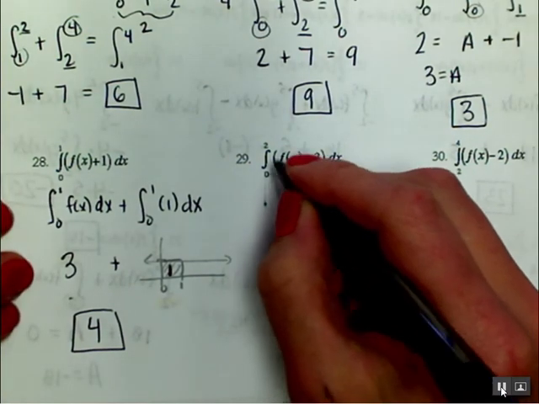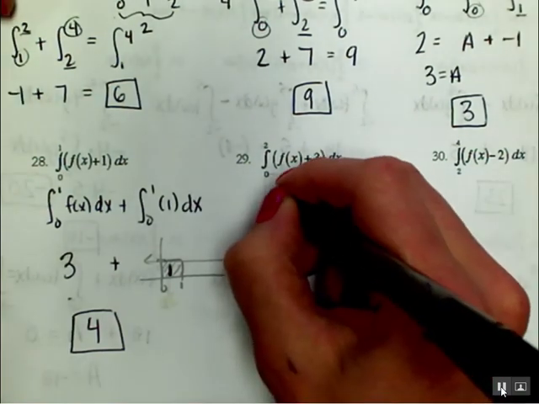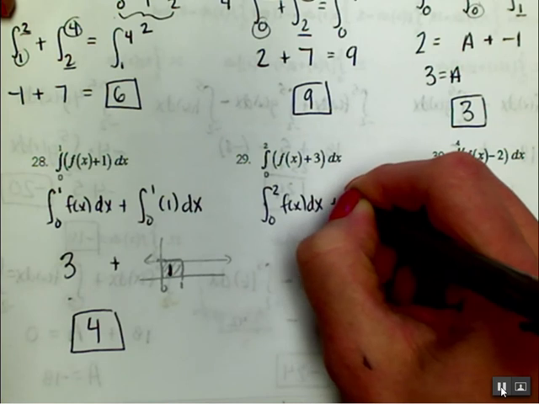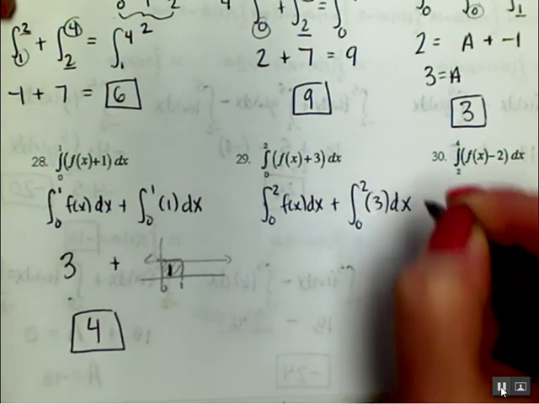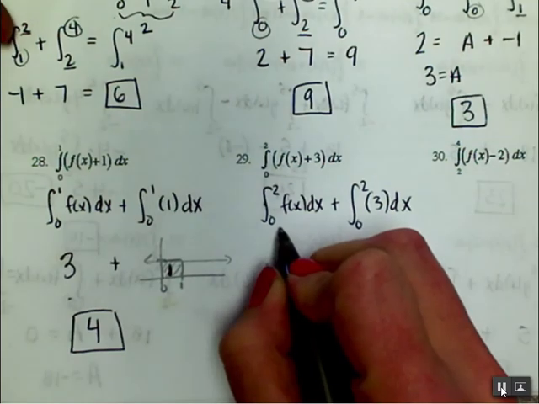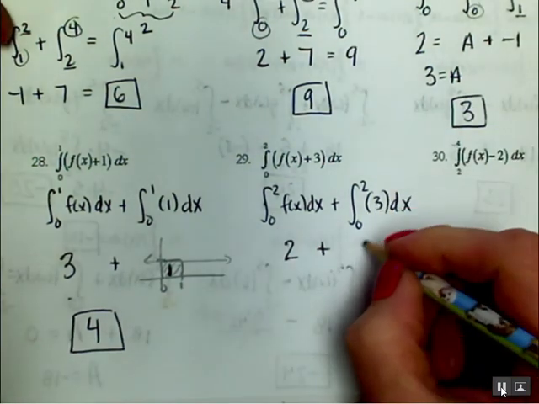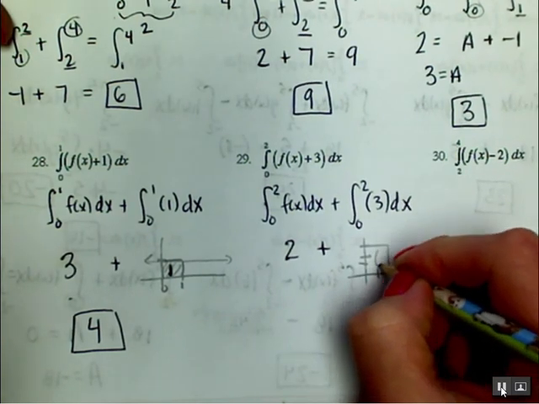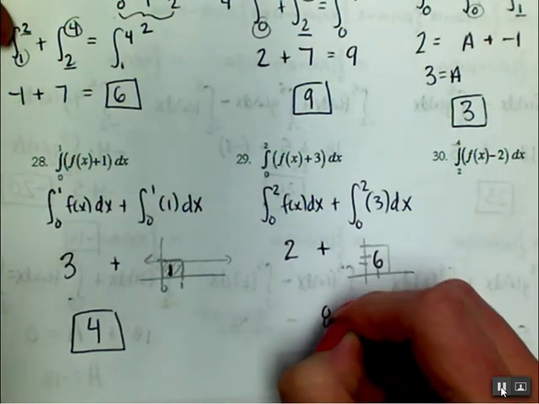Okay, 0 to 2. Oh, there it is, top left, so I have it. So let's split it up. 0 to 2, f of x dx, plus 0 to 2, 3 dx. This one is 2. This one is a graph. 6 units, plus 6.